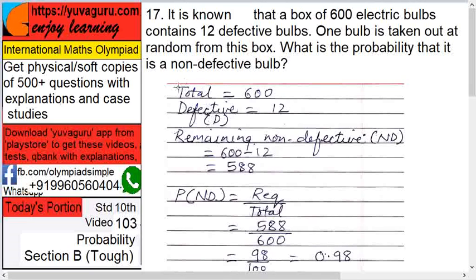Quite simple. See here, total is 600, defective is 12, so the remaining non-defective is 600 minus 12, 588. So what is required? We require non-defective, right? So probability of non-defective equals required upon total, 588 upon 600, which is 98 upon 100, equals 0.98.